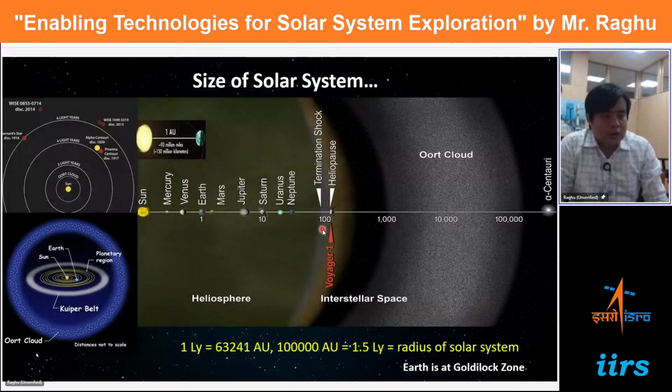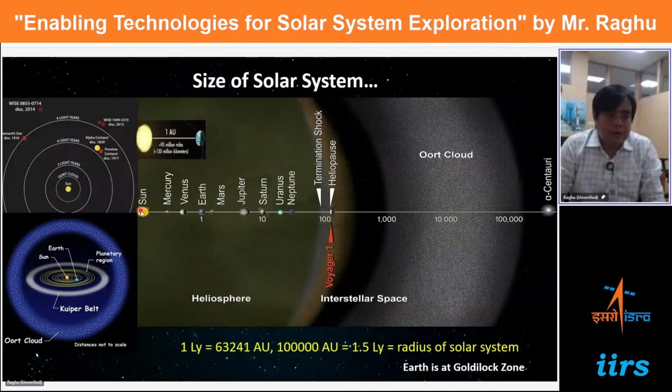Now the solar system. When we say enabling technologies for solar system exploration, what is the size of the solar system? The distance between the Sun and the Earth is called one astronomical unit, 150 million kilometers. The heliopause means the influence of the Sun is still there up to this point, and after that it is also there, but relatively weaker. The radius of the solar system is 1.5 light years, or otherwise 1 lakh astronomical units. That means the end of the Oort cloud.